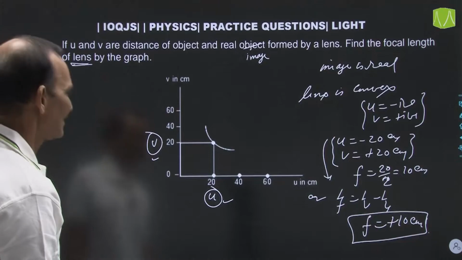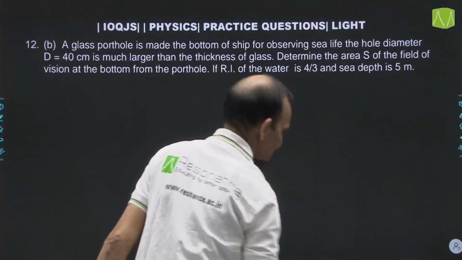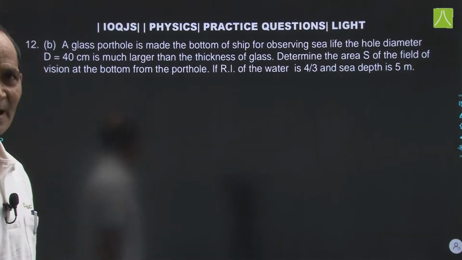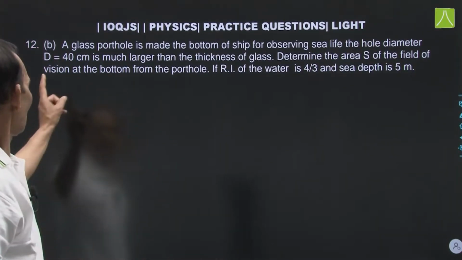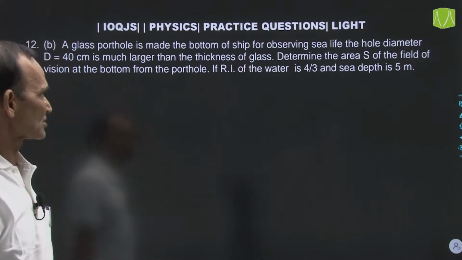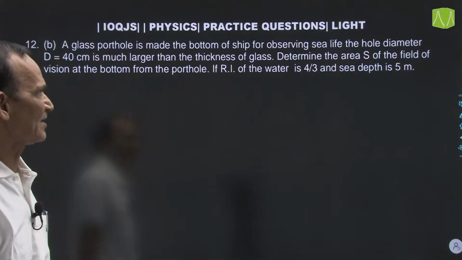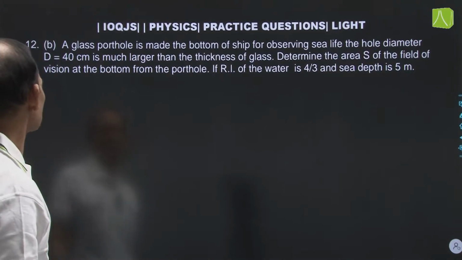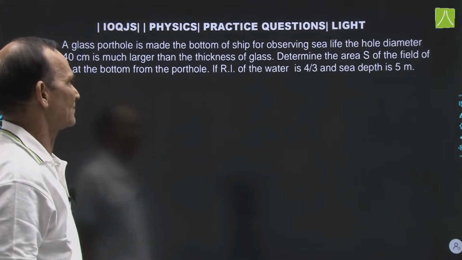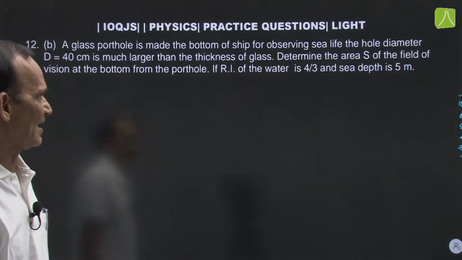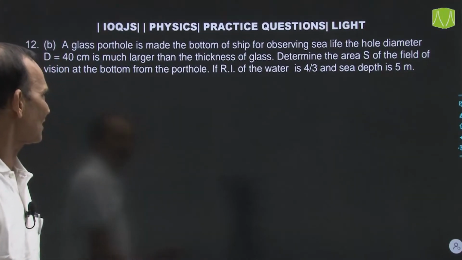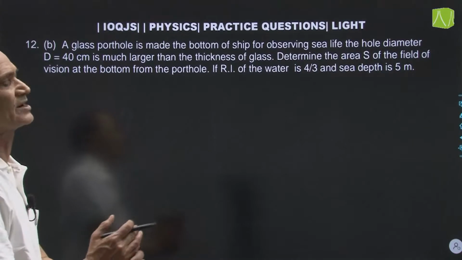Let's see the next part. Next question, question number 12 part B. A glass porthole is made in the bottom of the ship for observing sea life. The porthole diameter d is equal to 40 centimeter, which is much larger than the thickness of the glass. Determine the area S of the field of vision at the bottom from the porthole if the refractive index of water is 4 by 3 and the sea depth is 5 meter.